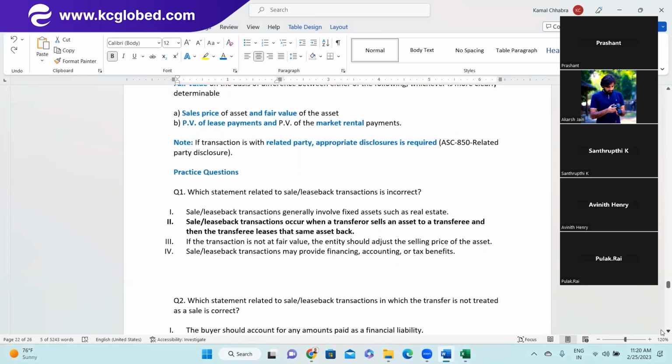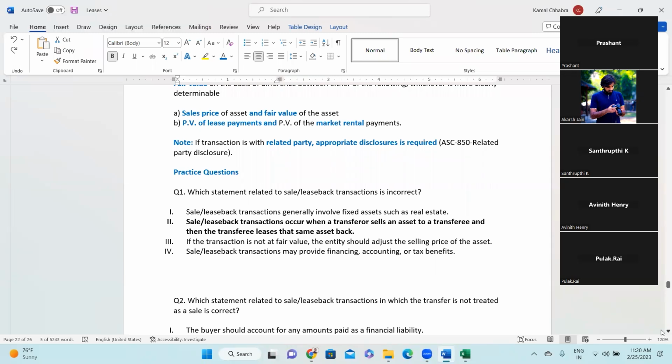Yeah, a sale and leaseback transaction occurs when the transferor. When it comes to transferor, that means the actual position is moving from seller to buyer. Okay, so you need to keep that in mind. I know this is also the first time I'm looking at this question, but transferor here means the actual asset is being transferred from one person to another.